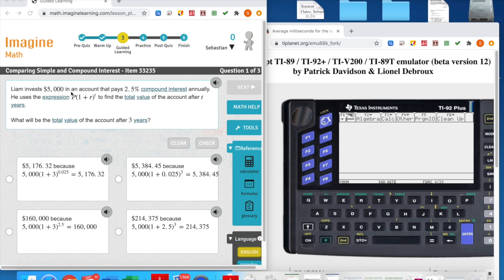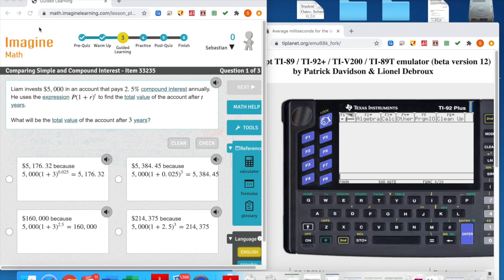Liam invests $5,000 into an account that pays 2.5% compound interest annually. He uses the expression principal times 1 plus the rate with an exponent of t to find the total value after however many years. What is the total value after 3 years? So first we want to make sure we have everything in the right place. We know the amount of money we put in is the principal. So in each of these we should be replacing P with 5,000. So far that looks good, this looks good, this looks good, and this looks good.